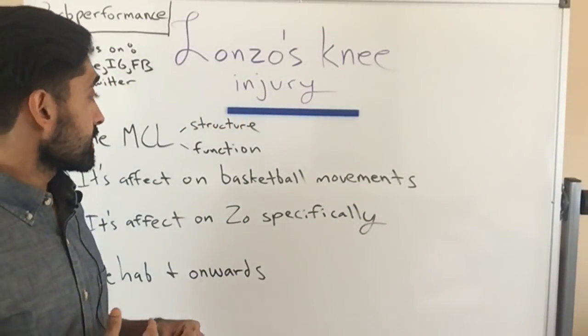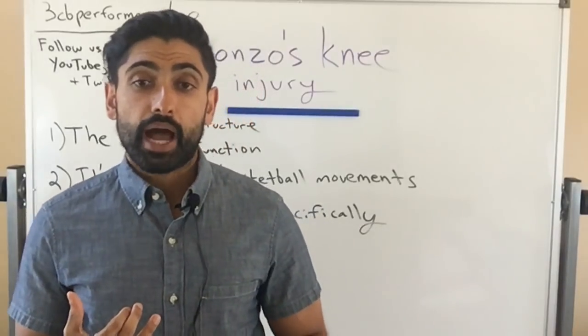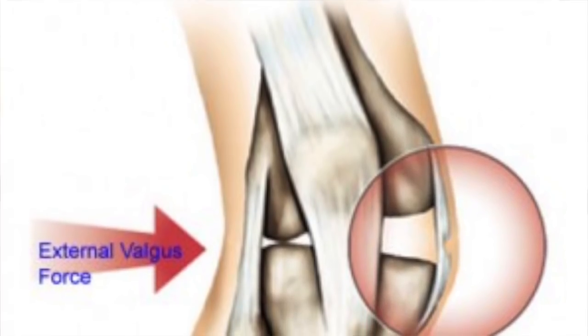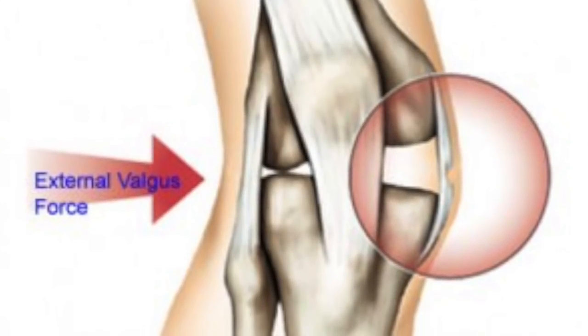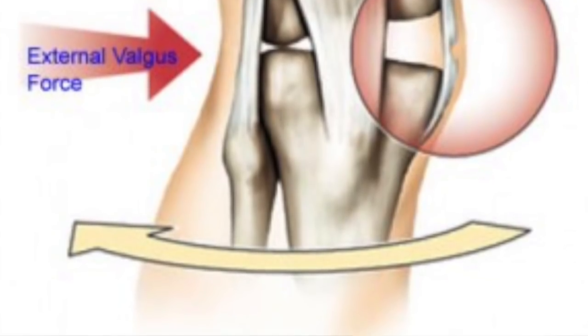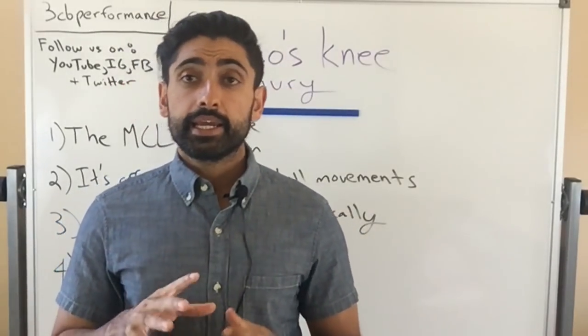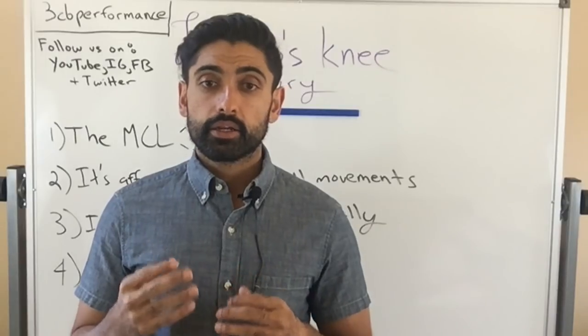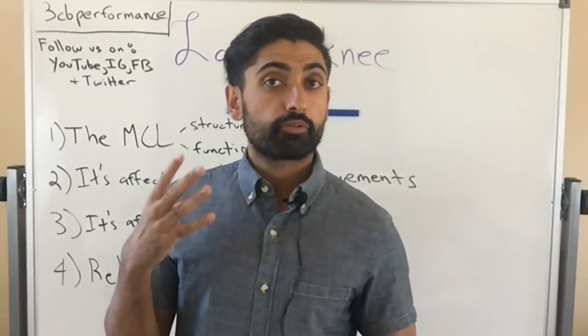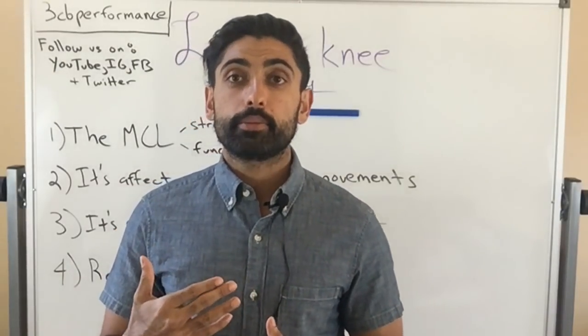The first thing that it does is that it resists valgus force. So check out this picture. You'll see how as that knee gets driven inward, the MCL gets tensioned, provides that stability. Secondly, it provides rotational stability. Thirdly, it prevents hyperextension. Fourthly, it provides joint proprioception.